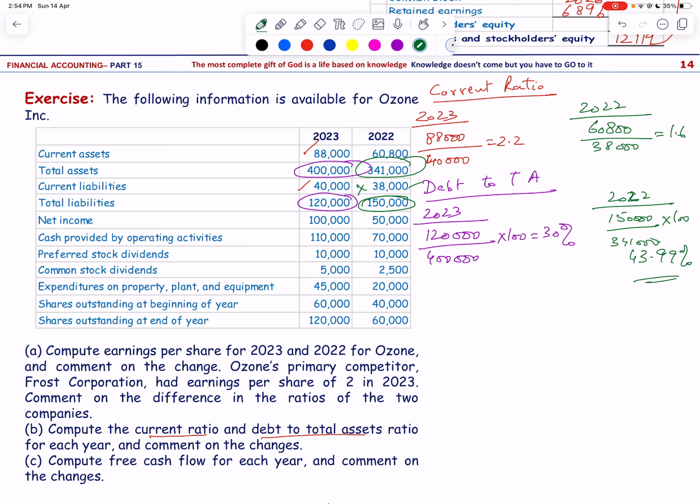So we have calculated the current ratio and the debt to total assets ratio, and now we comment on the changes. The company's liquidity as measured by the current ratio has improved from 1.6 to 2.2, while its solvency has also improved as measured by the debt to assets ratio, because here the ratio has declined, and obviously that is a good sign, from 44% to 30%.